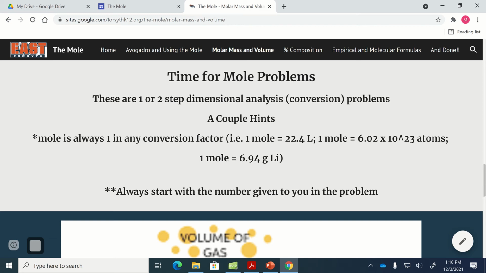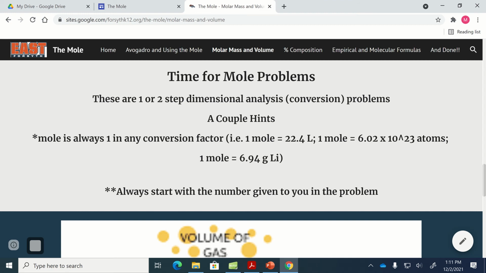A couple of hints go along with this, and I already mentioned this doing the first couple. One: mole is always 1 with any other conversion factor. So 1 mole is 22.4 liters. 1 mole is 6.02 times 10 to the 23rd. 1 mole equals 6.94 grams per liter. I should not see any number other than 1 in front of moles when you're converting, unless it's the initial thing given to you, like if you were given 2.5 moles. After that, I should never see anything other than 1 with the mole.